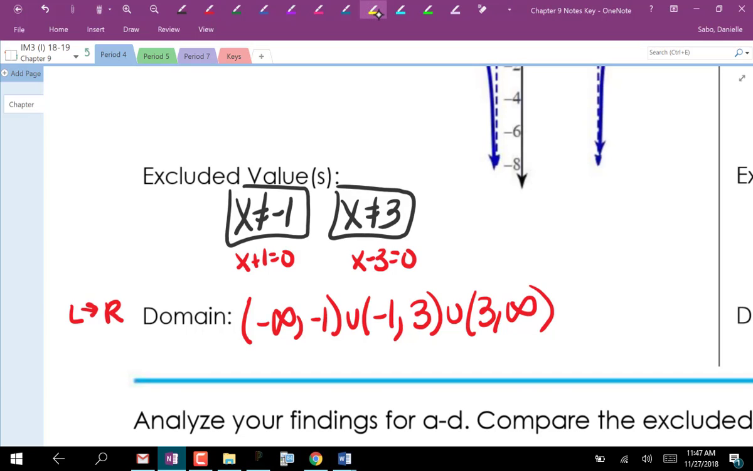If you take a look, you're going to use this excluded value twice, like we always do. Where you stop is where you start. And then the other one, same thing. Where I stop is where I start. You're going to use it twice. That's where it's coming from.